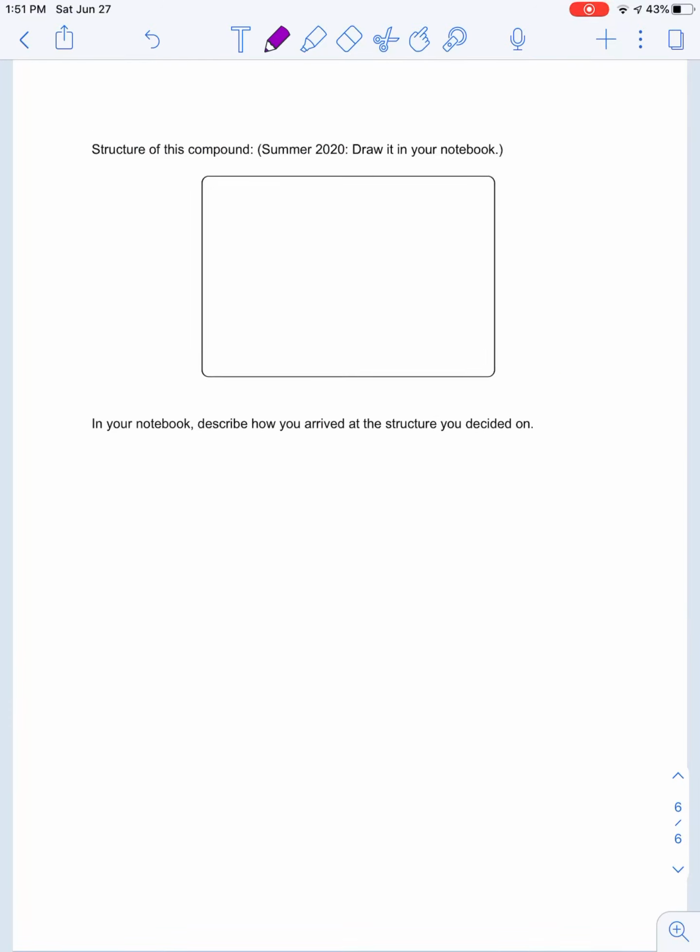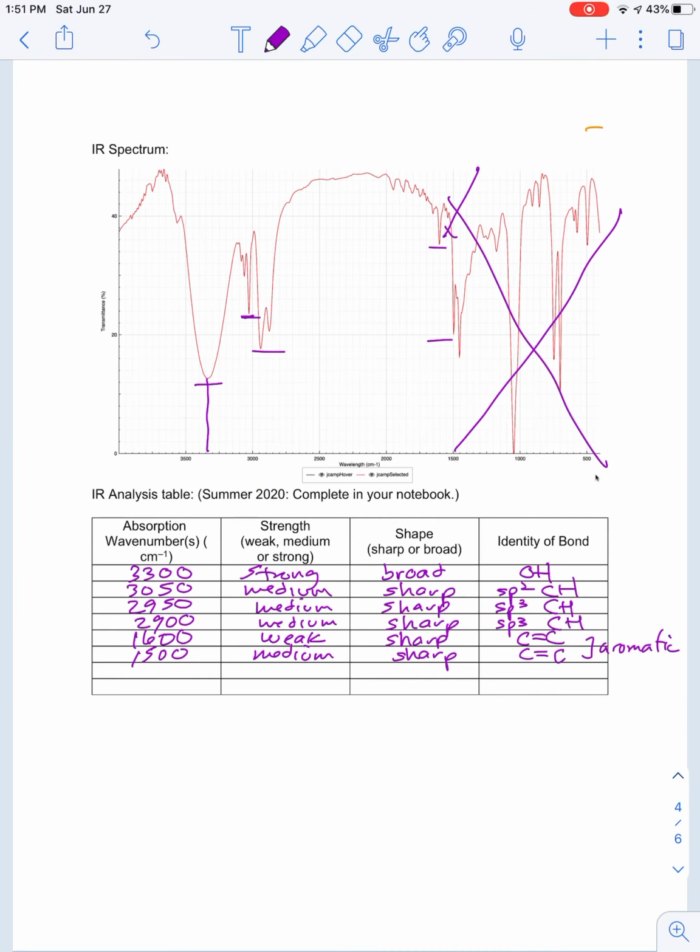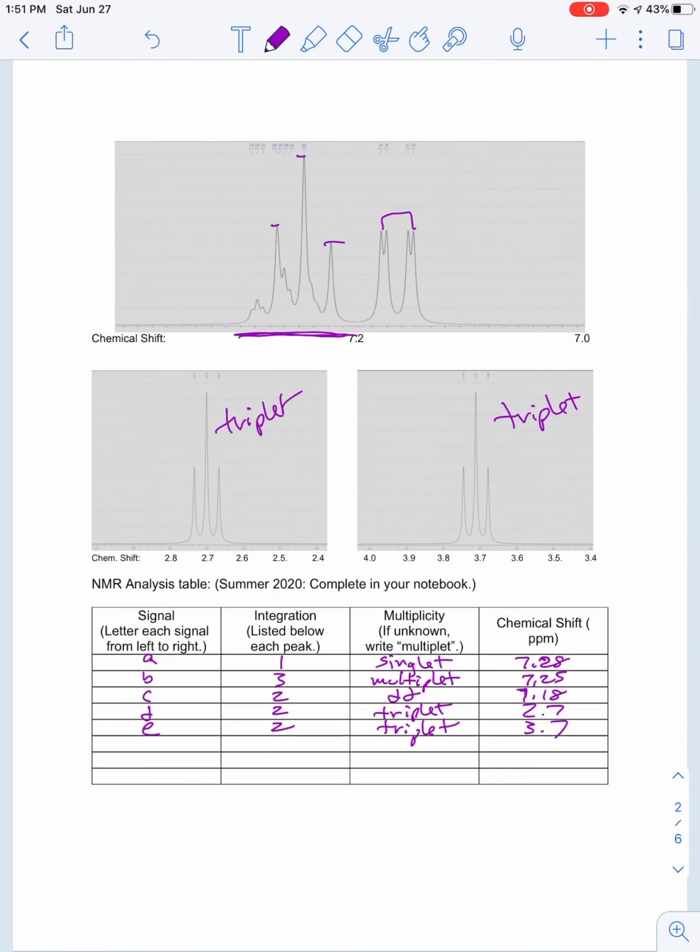So now we need to start coming up with a structure. So let's go back to the NMR. The NMR is always going to give you the most information. So I said we likely have an aromatic ring, and based on the IR, we have an OH. So is there a way that I can create this and then add 2 carbons to create 2 triplets? So yes, I can do that.